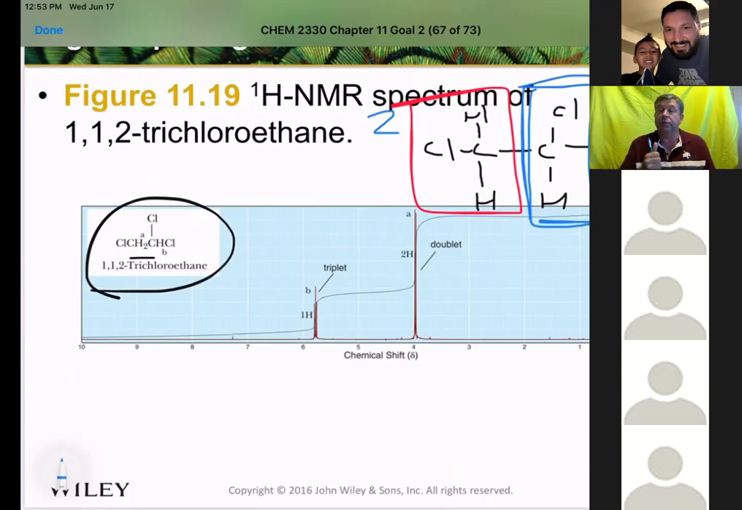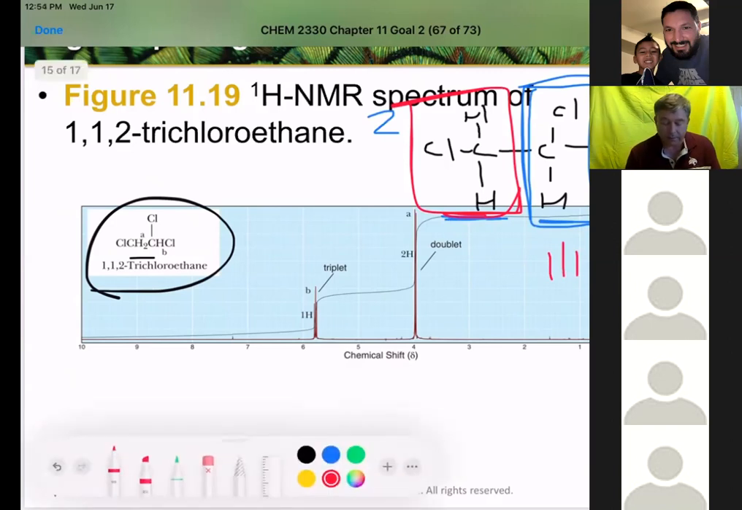And so it's going to have its own shift, and it's going to have a single peak for that. However, that peak is going to be split n plus 1 times with the number of hydrogens next to it. So there are 2 hydrogens on this, these red hydrogens here. So that means we get 1 peak for the hydrogen here, and then it's going to split 2 more times for a total of 3 because of these 2 hydrogens.